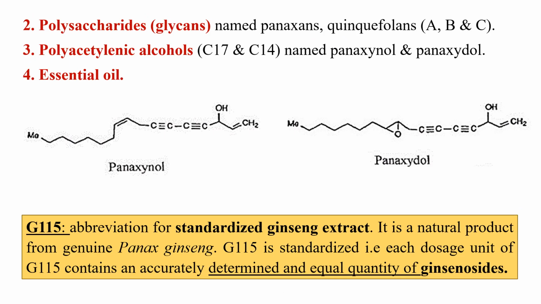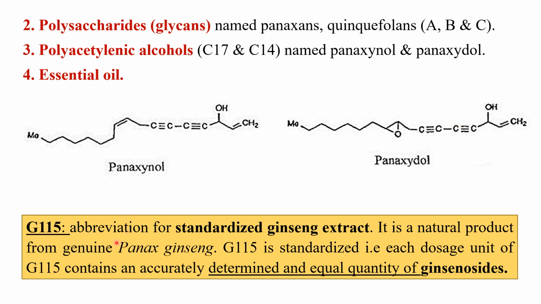Other compounds present in ginseng are polysaccharides or glycans, named panaxans and quinquefolans A, B, C. Also the polyacetylenic alcohol, named panaxynol or panaxydol. This is a very important compound, and it's responsible for the anti-tumor effect of ginseng, as we will see later on the uses. It contains acetylenic groups, C triple bond C, and this is not very common in natural compounds, so it's very characteristic for ginseng and also responsible for an important activity. It also contains essential oil.